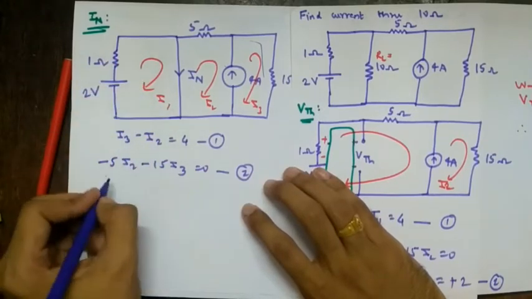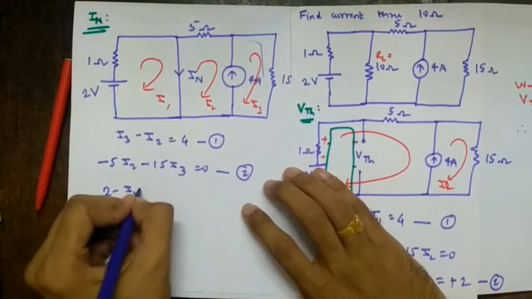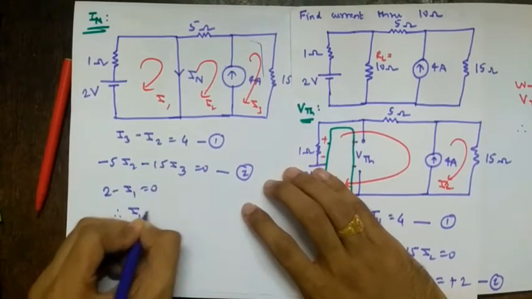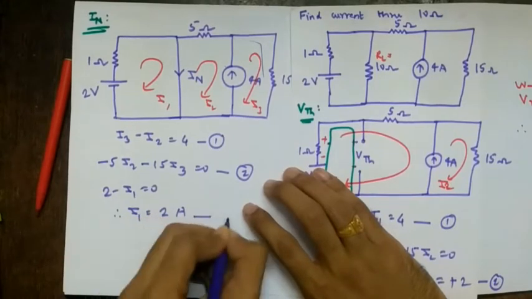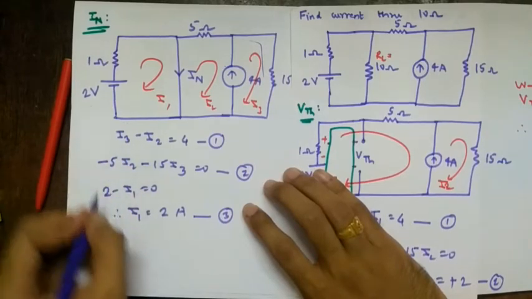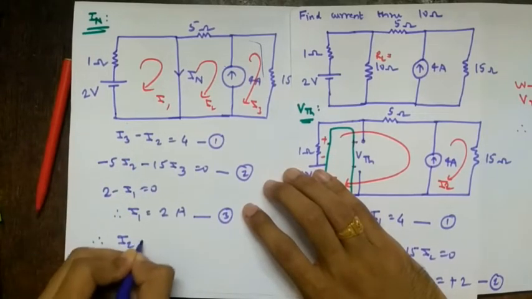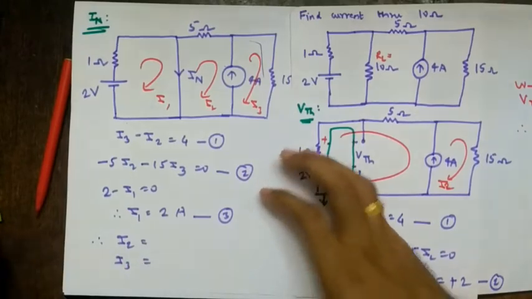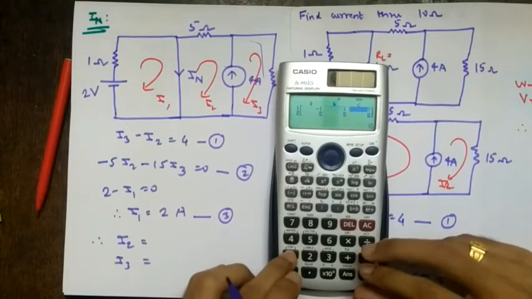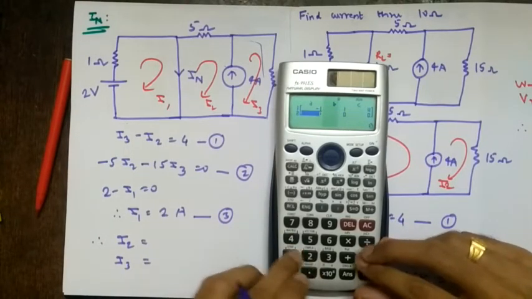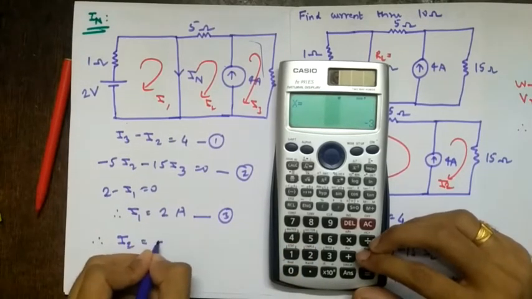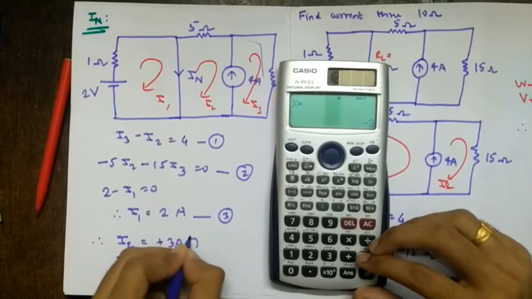This is the first mesh. So 2 minus I1, that's it, equals 0. So here we directly get I1 equals 2 amperes. This is equation 3. Then solve equations 1 and 2. We'll get I2 and I3. You have to write the steps, I am not writing the steps. So minus I2 plus I3, 4. Minus 5, minus 15, 0. So I2 is, I'll take plus 3 amperes in the anti-clockwise direction.